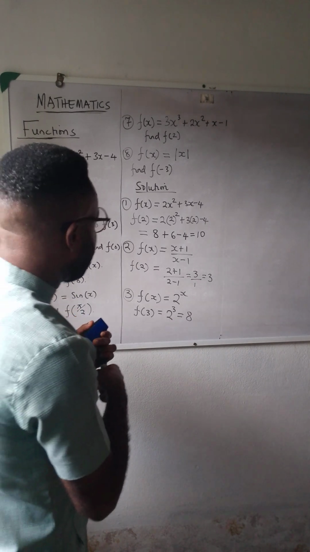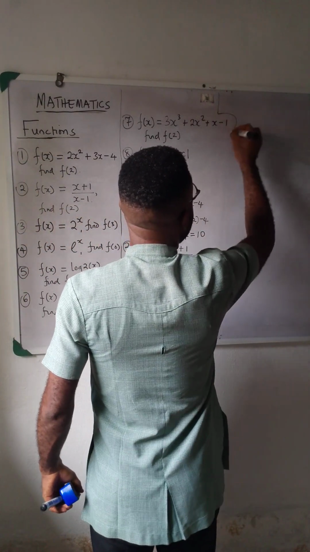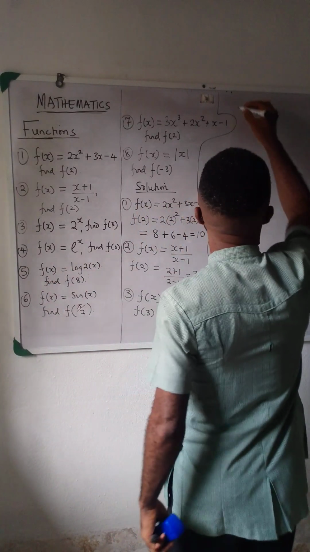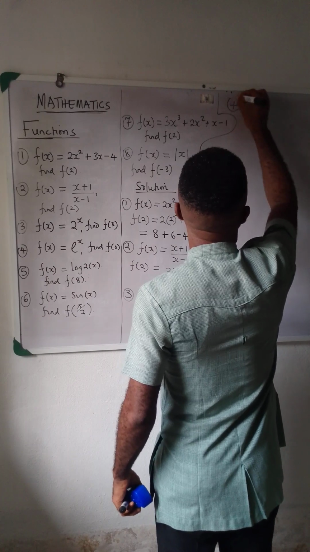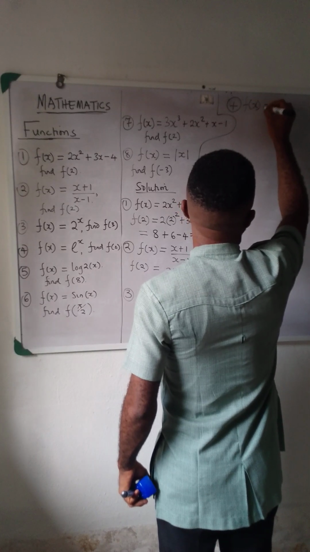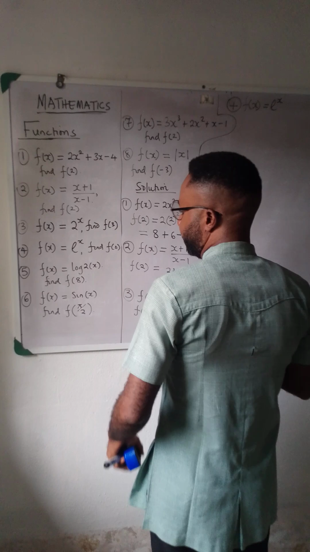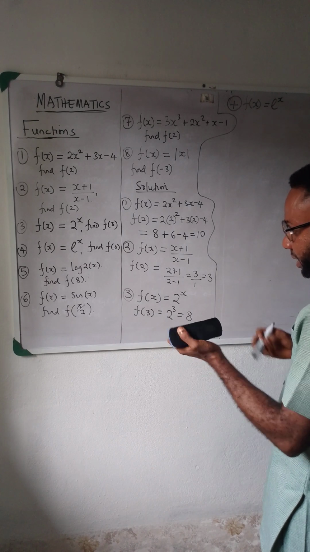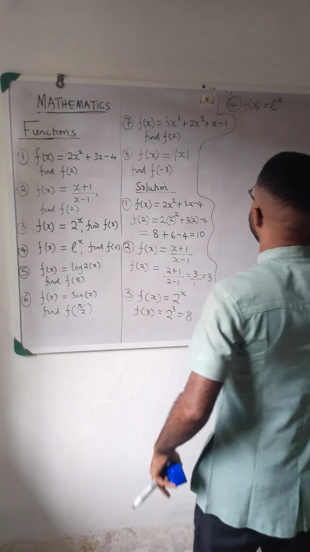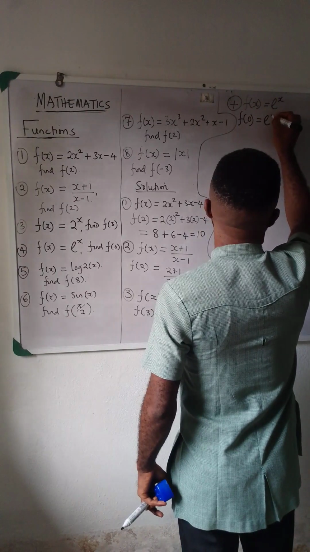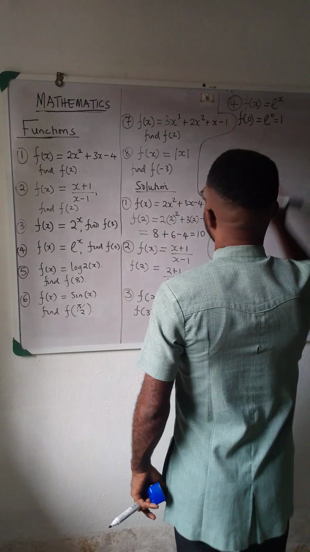In the same vein, let's go to question number 4. For our question number 4, we have that f of x is equal to e to the power x. This means that we're asked to find f of 0. So f of 0 will be equal to e to the power 0. Of course, we know e to the power 0 is 1. So we're done with that.